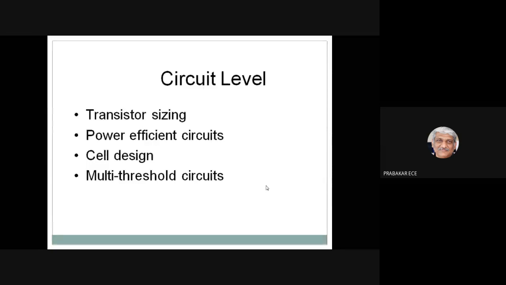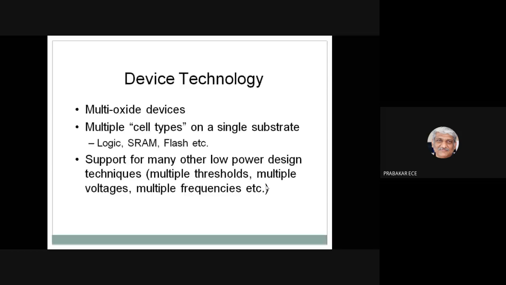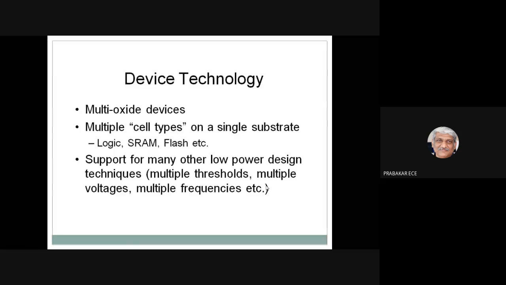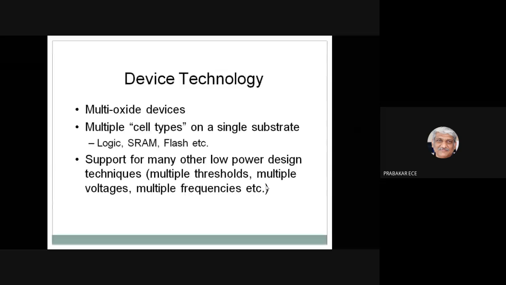And multiple oxides, right? Instead of a single layer, we'll have multi-oxide levels. So in the fabrication of your IC itself, you can have different oxides so that the partition will be there. And SOI, silicon on insulator, something like that we can try so that the leakage power can be reduced. And multiple cell types on a single substrate, right? All these things come under device technology. During the fabrication of the device itself, these things will be taken care of for the reduction in power.